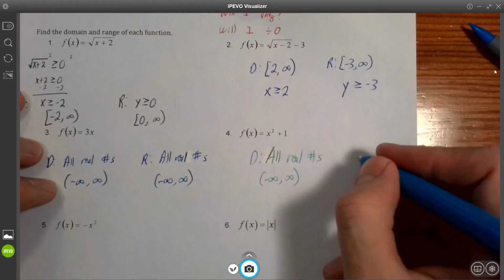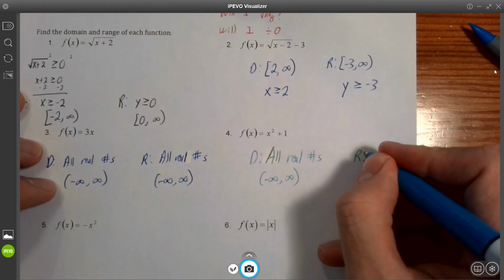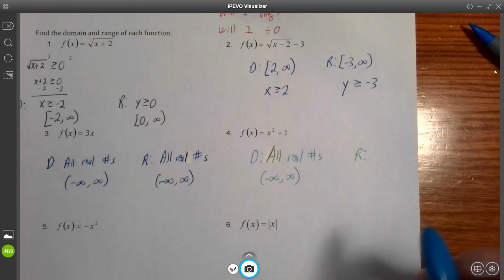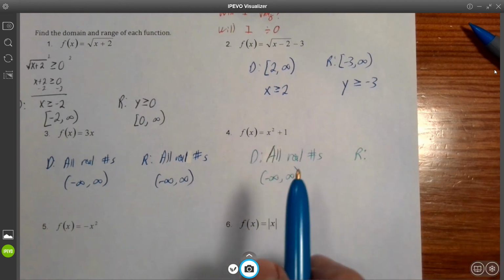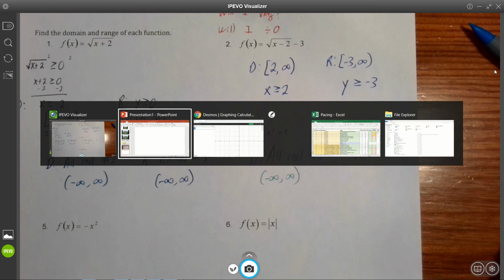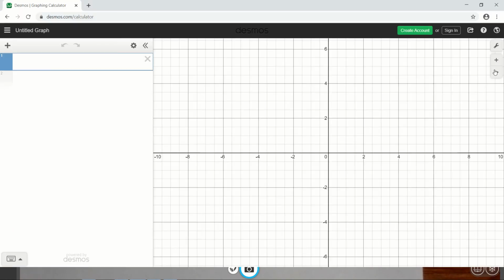My range, on the other hand, is not all real numbers. I will get some outputs, but not other outputs. And so here's what I'm going to do. I'm going to graph this on Desmos, an excellent graphing tool. I'm going to go to desmos.com/calculator and type in f of x equals, you could type y equals, x squared plus 1.